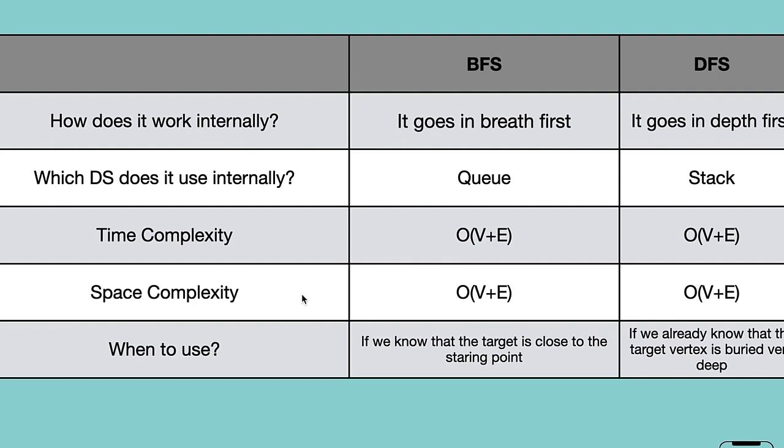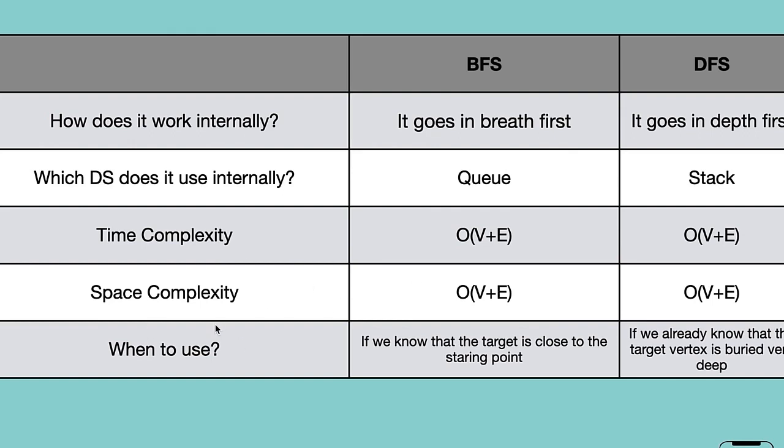Now the space complexity is also O(V+E), because in this case we have to insert all vertices and edges into the memory by using a queue or stack. So that's why for both cases the space complexity will be O(V+E).